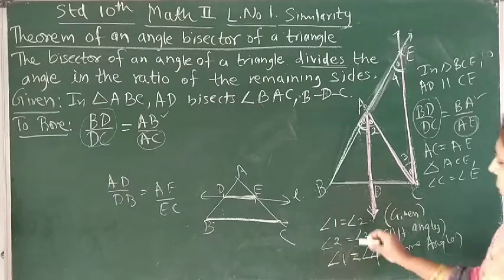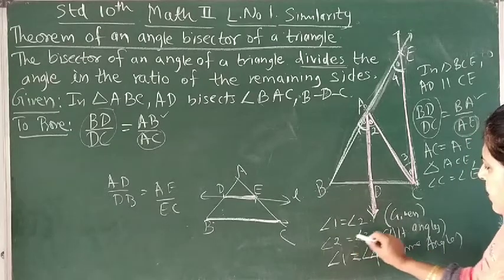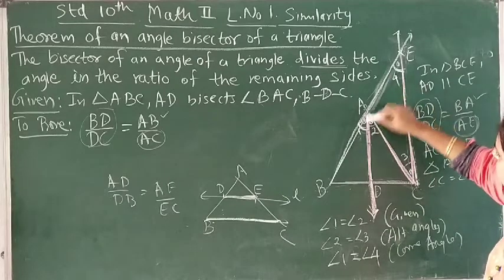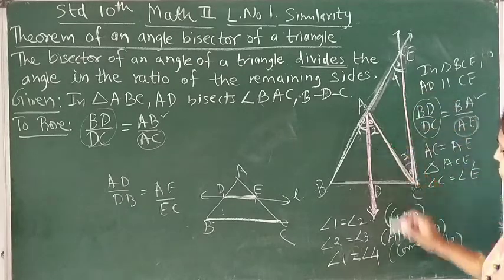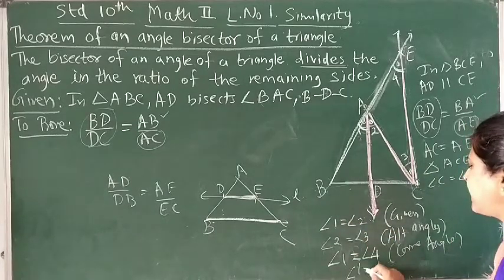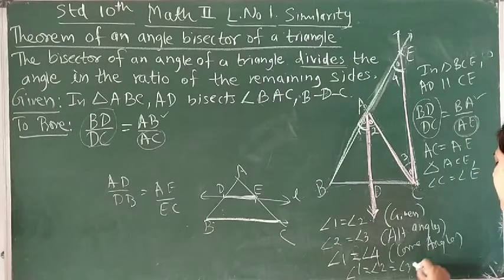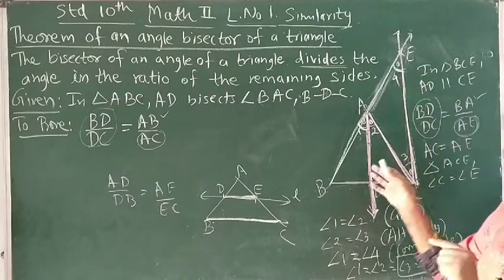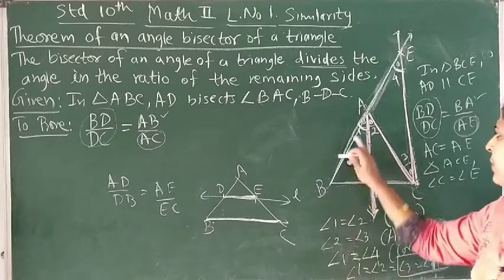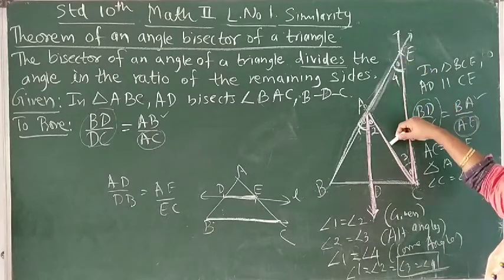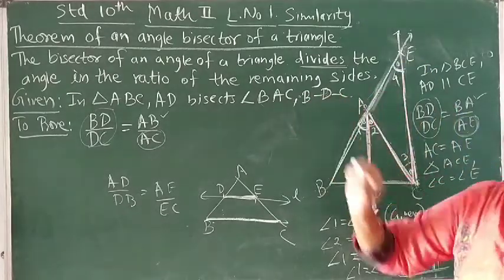So now we know that 1 is equal to 2, 2 is equal to 3, and 1 is equal to 4. So actually all these angles are equal: 1 is equal to 2 is equal to 3 is equal to angle 4. It means we can show this part also equal. So these two angles we can show equal by this relationship between these 4 angles, and we can show these two sides equal, which we can take place here, and we can prove that.